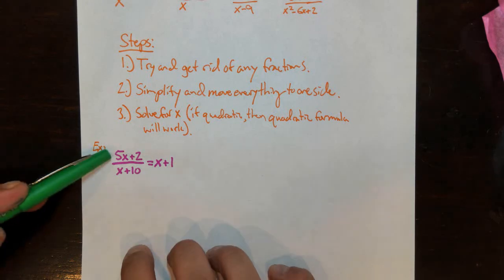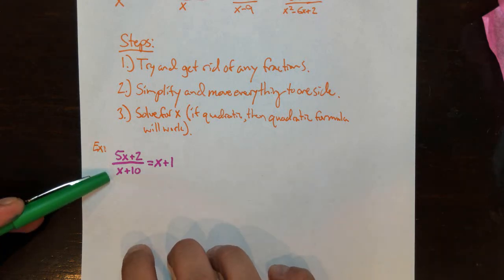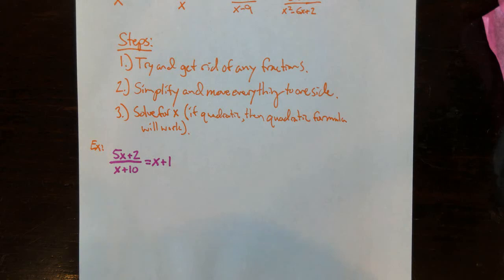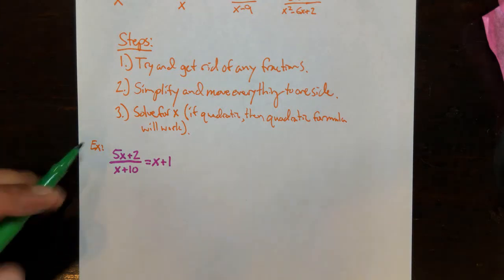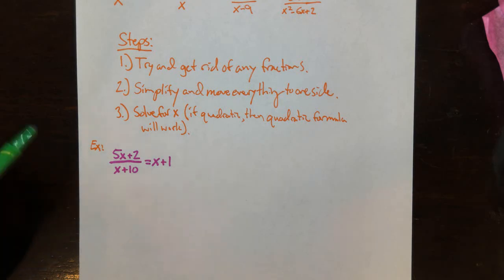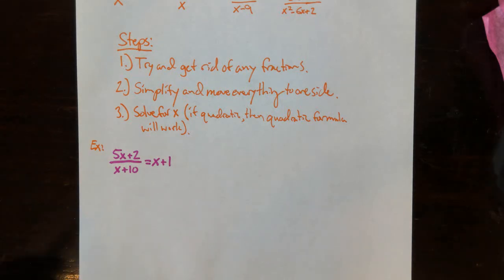And notice a rational function is just made up of a polynomial divided by a polynomial, actually. So kind of going back to last unit a little, we're just building off of it. So we have 5x plus 2 divided by x plus 10 is equal to x plus 1. So let's go through these steps and try to navigate our way through this problem. Step 1, let's try and get rid of any fractions. So notice that here on the left, 5x plus 2 is being divided by x plus 10. So how about we try the opposite operation and we multiply both sides by x plus 10.